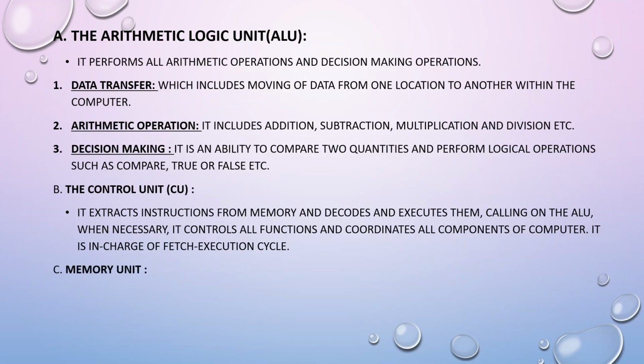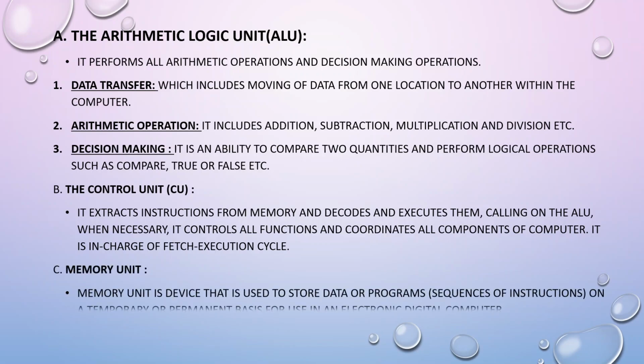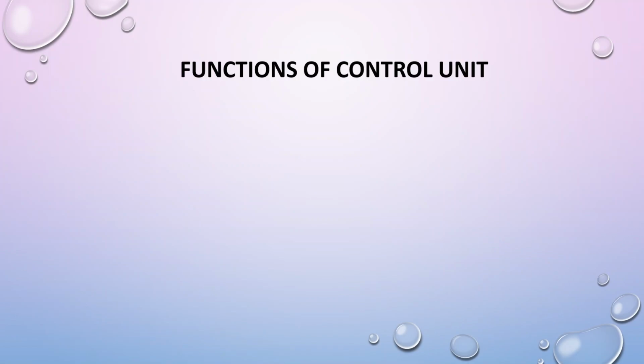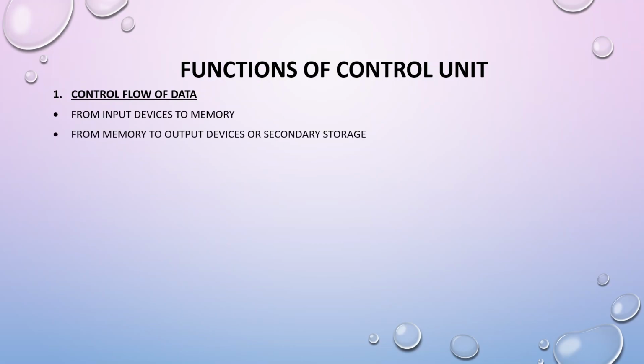C. Memory unit. Memory unit is a device that is used to store data or programs, sequences of instructions, on a temporary or permanent basis for use in an electronic digital computer. Functions of the control unit. 1. Control flow of data. From input devices to memory. From memory to output devices or secondary storage.